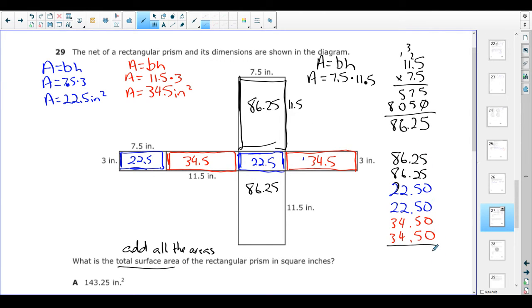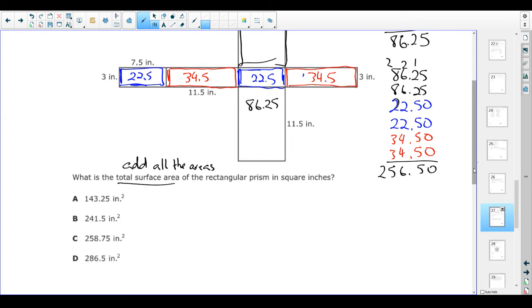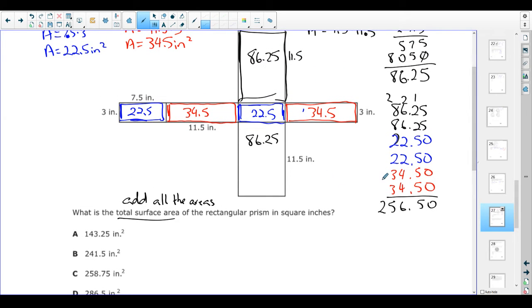So 5 and 5 is 10, carry the 1. 10, 20, 22, 24, 25. 12, 14, 16, 18, 22, 26. 16, 18, 20, 22, 23. 256.50, and if everything went correctly, that should be an answer choice. What did I do wrong? Okay, hold on.